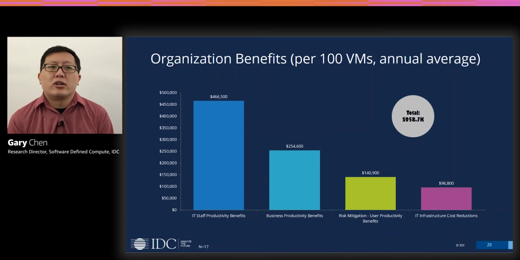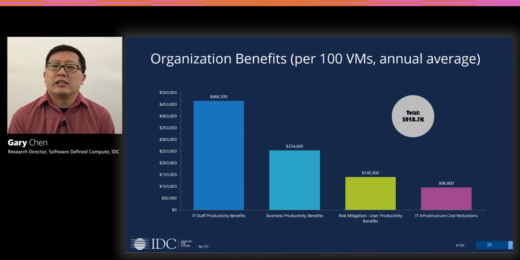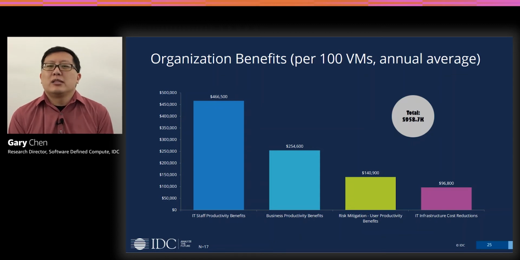So one, the largest area was IT staff productivity, where they got time savings and productivity gains from more efficient management. And then second, followed by business productivity, where users were better able to support their business activities with more flexible and faster cloud infrastructure. And then risk mitigation and user productivity, where reducing unplanned downtime avoided the loss of employee productivity and lost revenue from not being able to transact business.